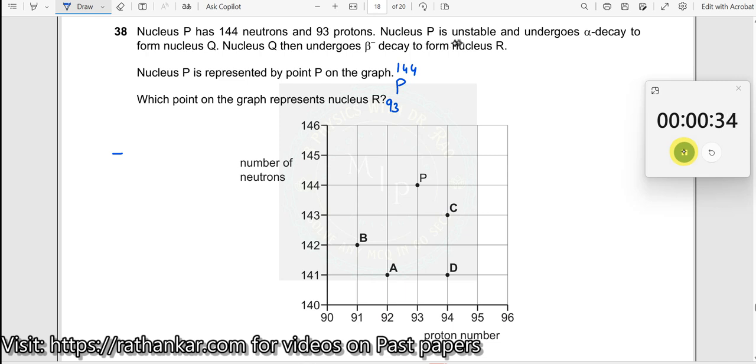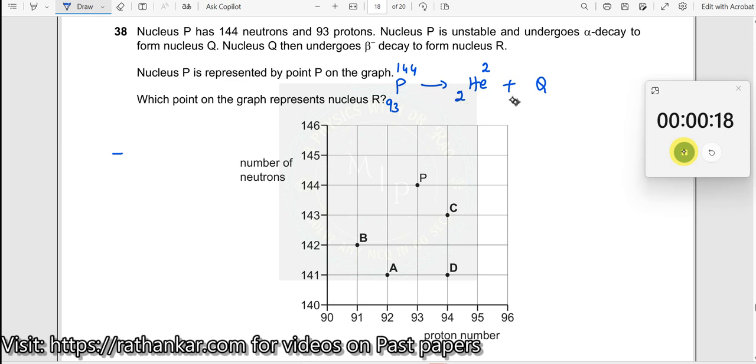Then nucleus P is unstable and undergoes an alpha decay. So 2He, what do we write here? 4. But I don't write 4 here, I'll write 2 here. Why? Because it's only a neutron number I'm going to write here. Here also I wrote the neutron number. Plus, I get a Q.